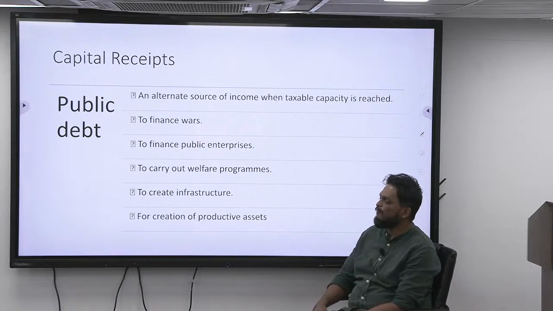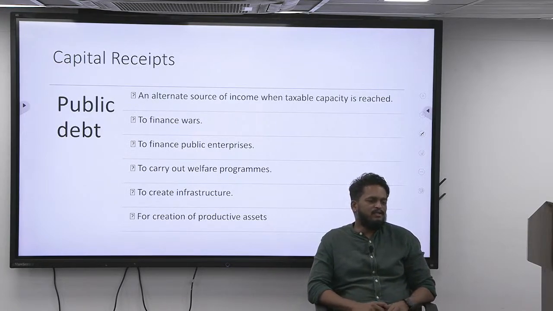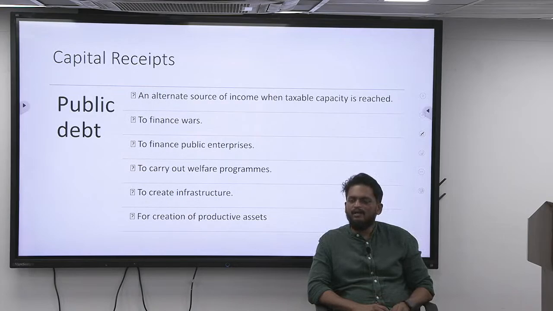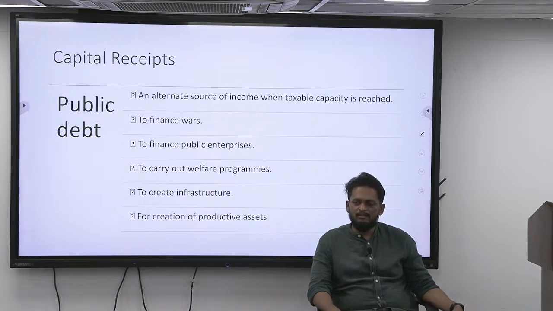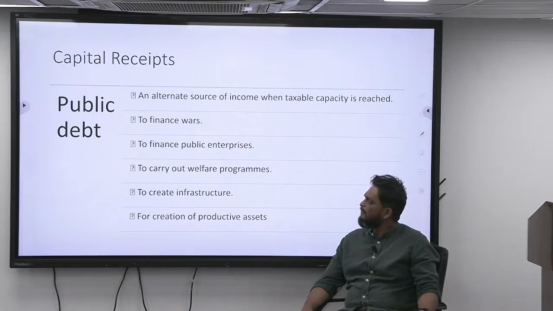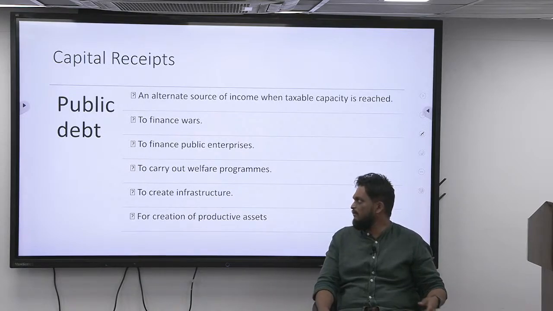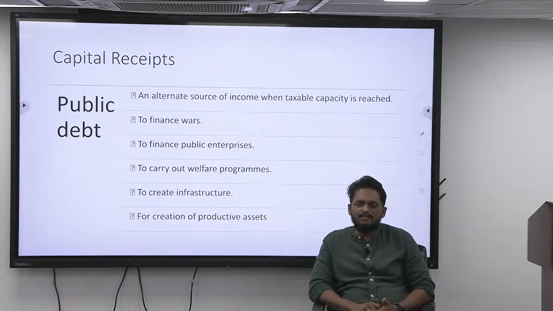Then financing of wars. When we go for a war, it is similar to an unforeseen contingency. We will try to take a loan and immediately fight the war. After the war is over, we will try to somehow pay back this loan. Then financing PSUs, public sector enterprises. Whenever these PSUs need extra money to expand, the government can take a loan and give it to them.